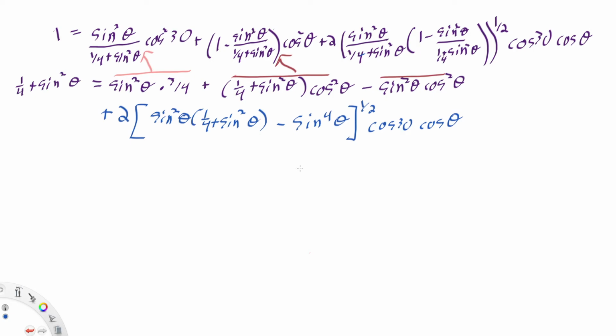This looks a little better, right? A little. And there's some cancellation that we can do. We have a minus sine squared theta cosine squared theta here. From these two terms here, we're going to have a positive sine squared cosine squared. So actually those cancel.